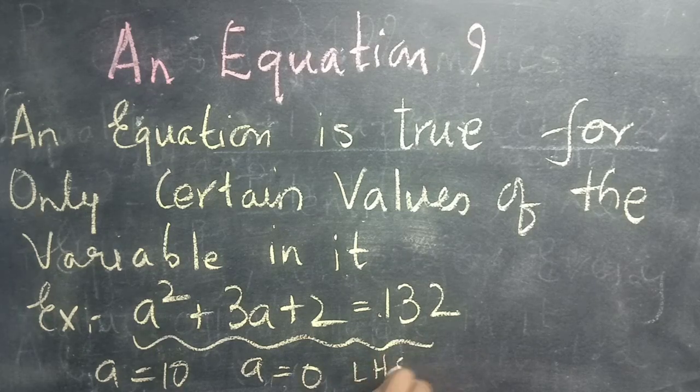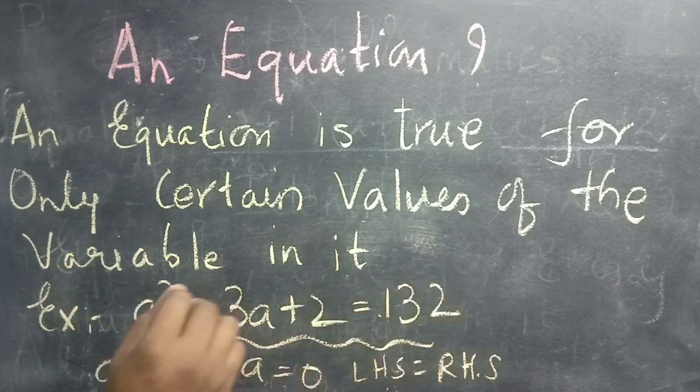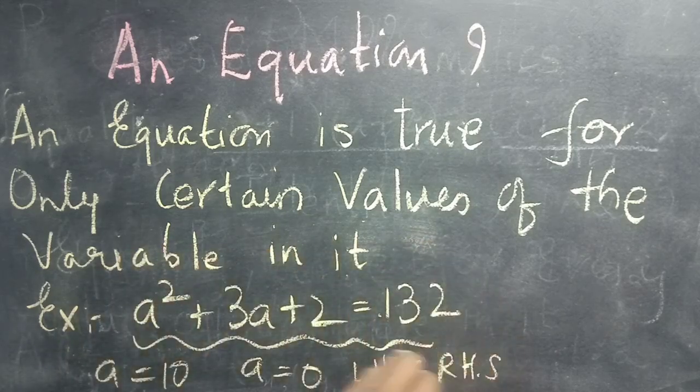LHS will not be equal to RHS. These kinds of expressions are called an equation. An equation is true for only certain values of the variable in it. Example, a square plus 3a plus 2 equals 132.